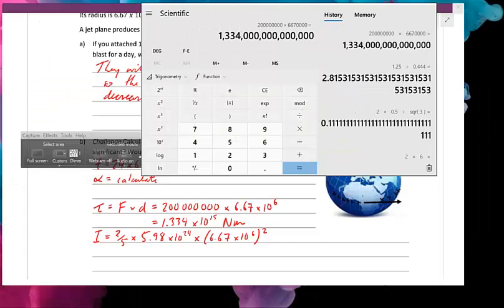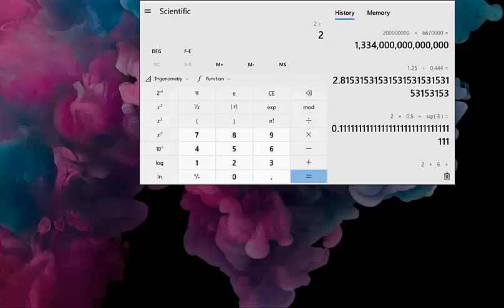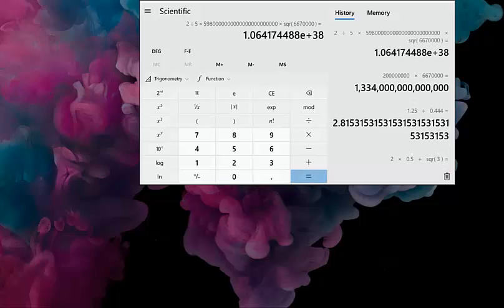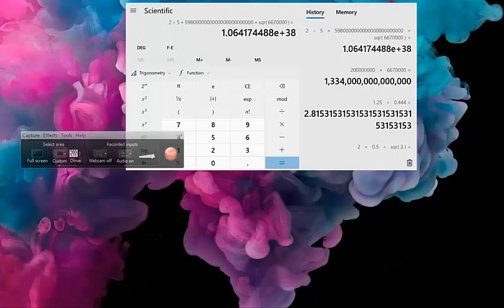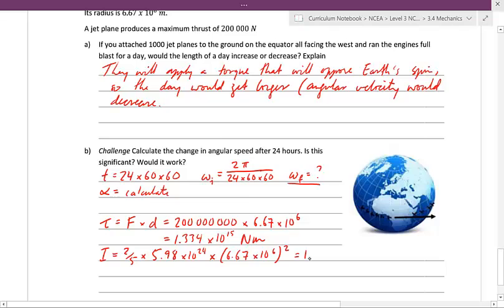Okay, so that's 2 divided by 5 times 5.98 times 10 to the 24 times 6.67 times 10 to the 6 squared, which equals 1.06 times 10 to the 38 kilogram meters squared. Okay, that's a very big rotational inertia.